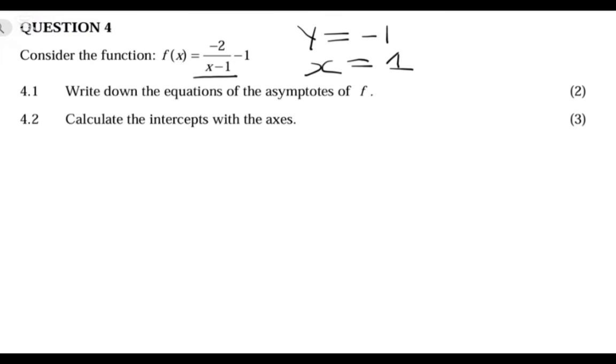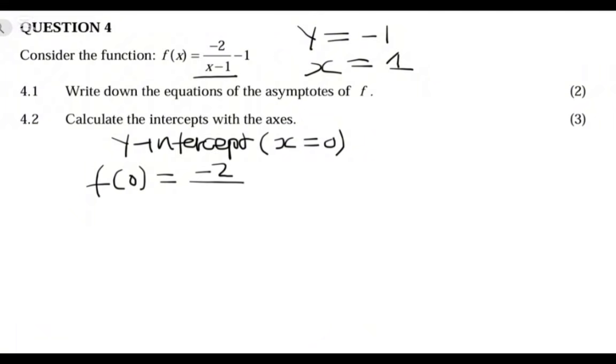They say calculate the intercepts with the axes. In other words, they're looking for the x and the y intercept. So we can start with the y intercept, because the y intercept is the easiest one. So when we're looking for the y intercept, we're going to let x be equal to 0, so we're going to look for f of 0, which is negative 2 over 0 minus 1, minus 1. So if you punch this in a calculator, you're going to get positive 1. So the coordinate is going to be (0; 1).